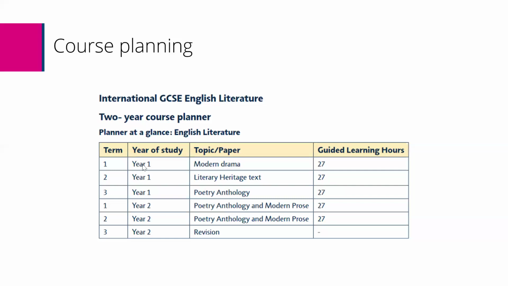This suggests that in year 1, students study modern drama, literary heritage, and the poetry anthology. This is not prescriptive, it's a suggestion, it's whatever works for you. And in year 2, the students continue to study the poetry anthology, including some practice on theme poetry, and their modern prose text. In the pack, there is a full course plan, which you can or don't have to use, of course, and it can be adapted to suit your needs, your purposes.